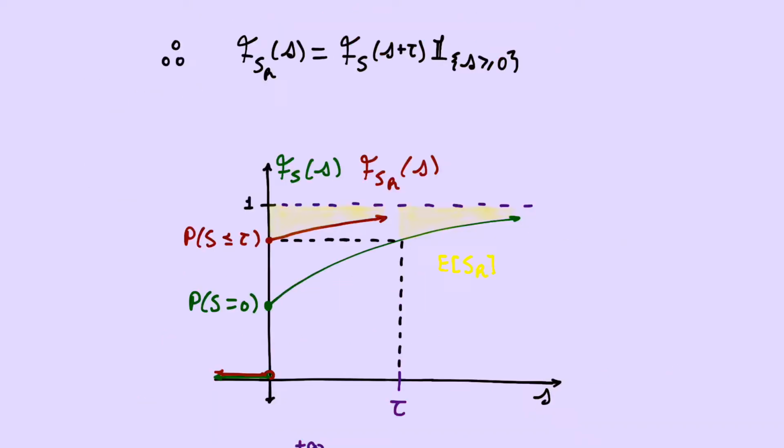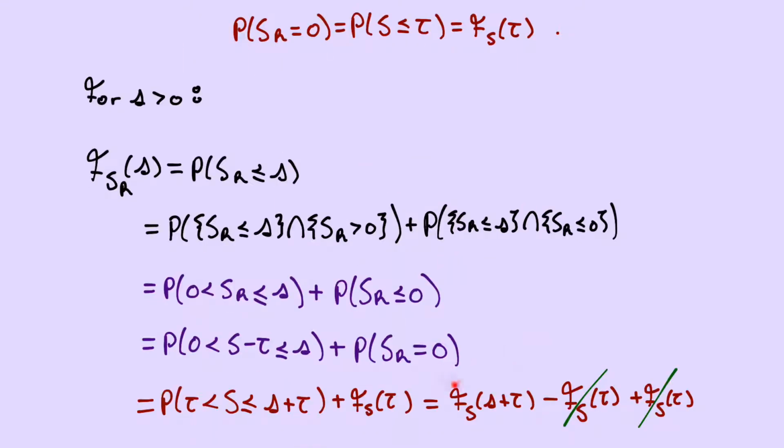we will have just this expression, the distribution function of the random variable S, but evaluated in s plus tau. And we can also check that this expression holds when s is equal to 0. That is this little step that we have here. Because if we get the distribution function of SR evaluated in 0, we get that this probability is equal to this expression, that would be the distribution function of S evaluated in 0 plus tau.